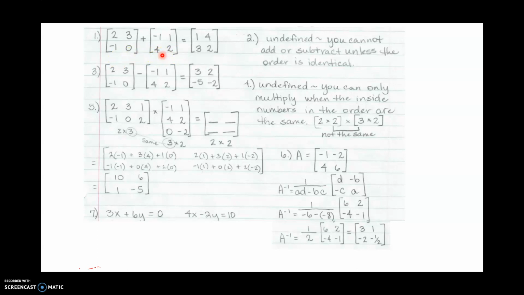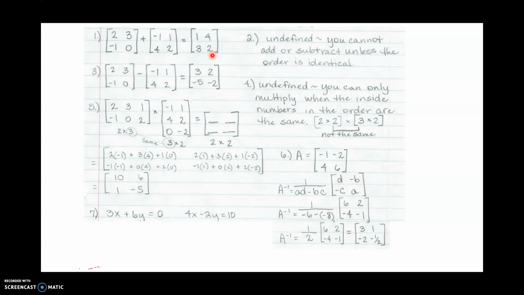I can do that. So I'm going to take what's in the first row, first column, that 2, plus what's in the first row, first column, that -1. So 2 plus -1 is +1. That goes in the first row, first column. All right. So first row, second column is 3, plus first row, second column is 1. And so we'll put that 4 in first row, second column. Second row, first column is -1 plus 4. That gives us 3. And then second row, second column, 0 plus 2 is equal to 2. All right. So we add and subtract the exact same way.